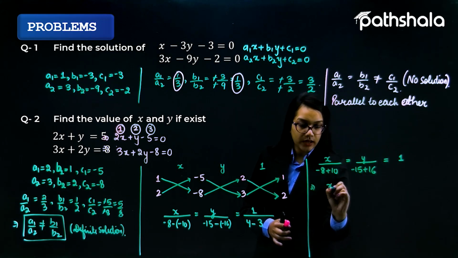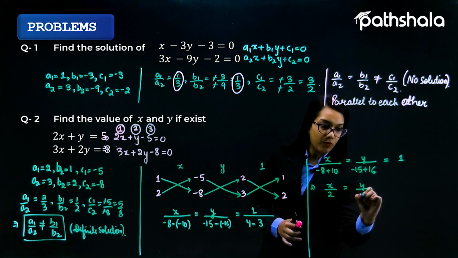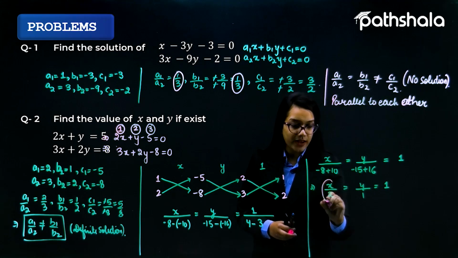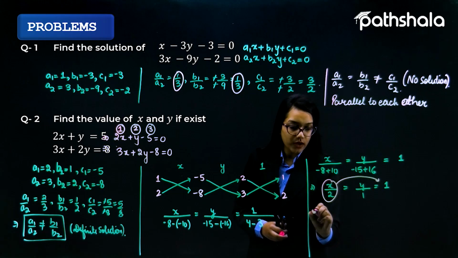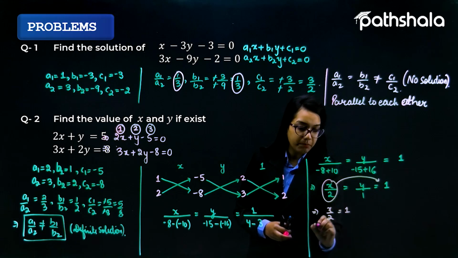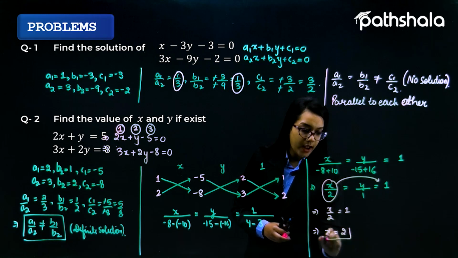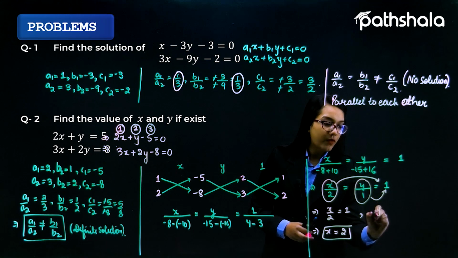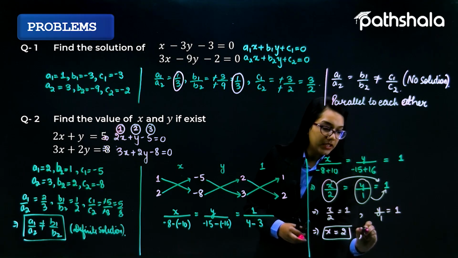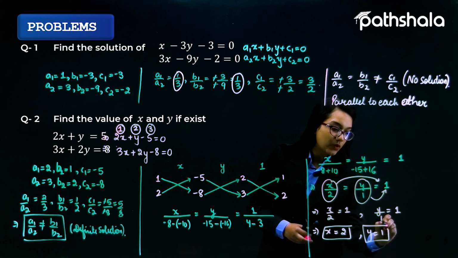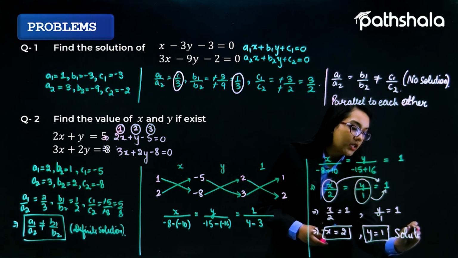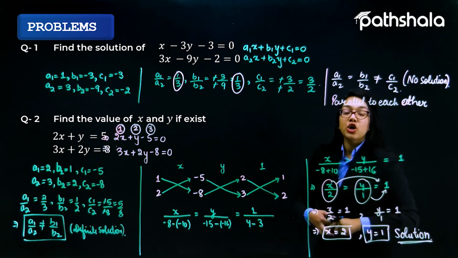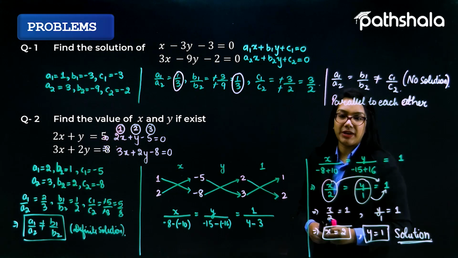So it means we are getting x by 2 which is equal to y by 1 which is equal to 1. Now let's just make them equal to 1. First of all, x by 2 is equal to 1, so x is equal to 2. And further, the second equation would be of the form y by 1 is equal to 1. It means y is equal to 1. So x is equal to 2, y is equal to 1 is nothing but the solution of this pair of linear equations using the cross multiplication method.